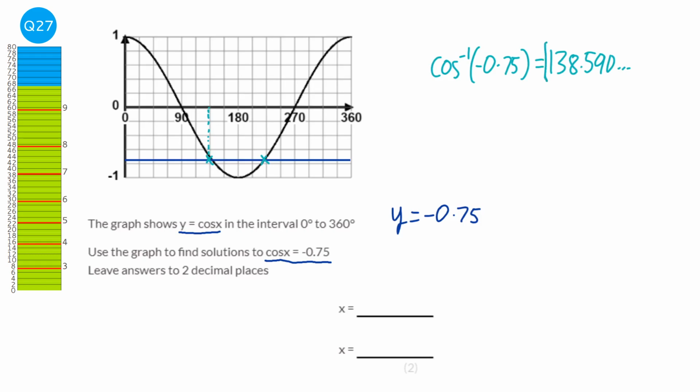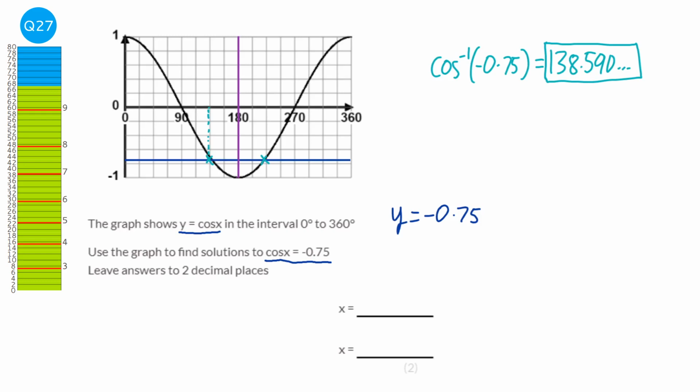The calculator will always give us the first solution, but we can use symmetry to find the next solution. If you look at the graph, we've got this point here, and the whole graph, if I draw a line up, the whole graph is symmetrical. Okay? Do you see it? The whole thing is symmetrical.